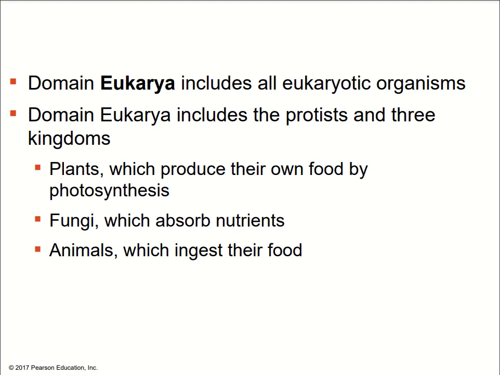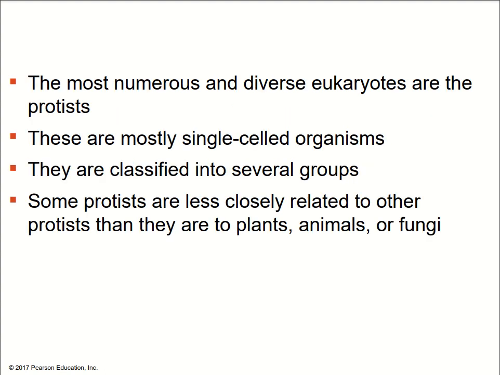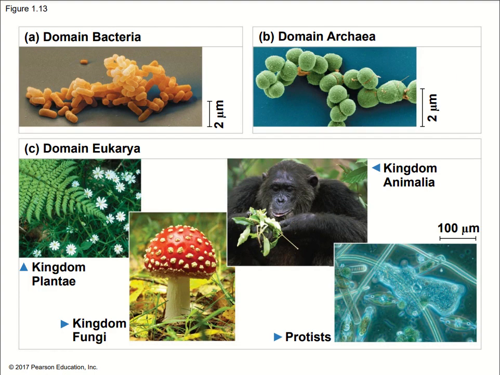Domain eukarya includes the protists and the following 3 kingdoms: plants, which produce their own food via photosynthesis, fungi, which absorb nutrients from decomposing matter or other organisms, and animals, which ingest their food through consumption. Protists are closer to single-celled, but eukaryotic organisms nonetheless. The most numerous and diverse eukaryotes are the protists. They are mostly single-celled. They are classified into several groups. Some protists are less closely related to other protists than they are to plants, animals, and fungi.